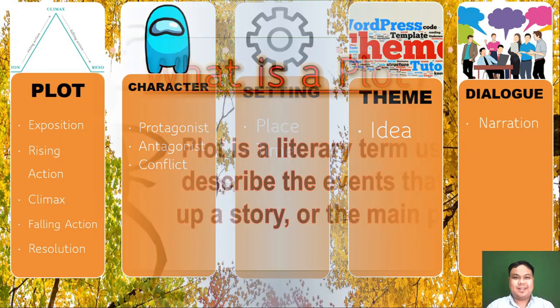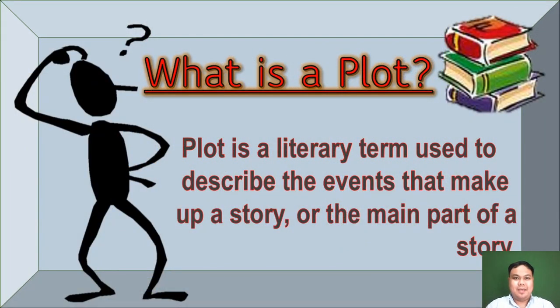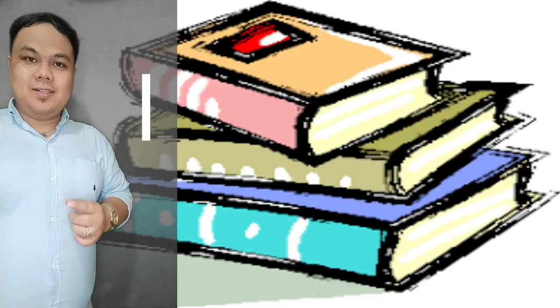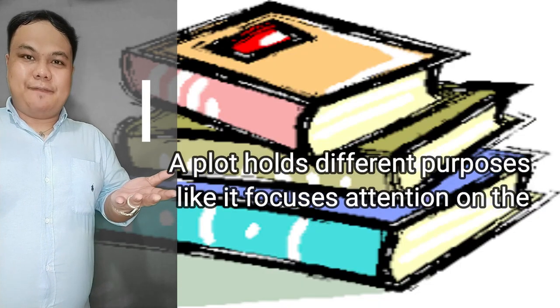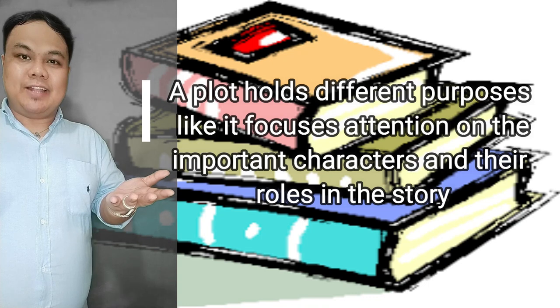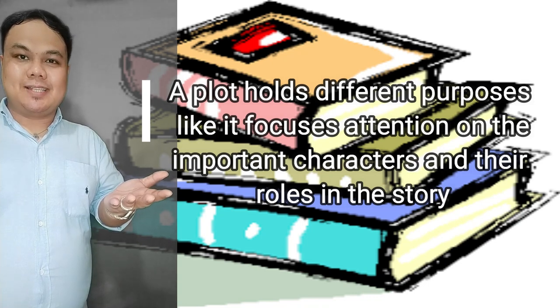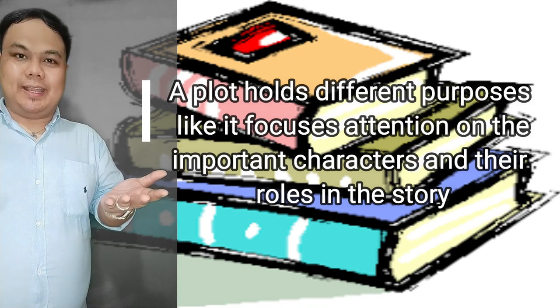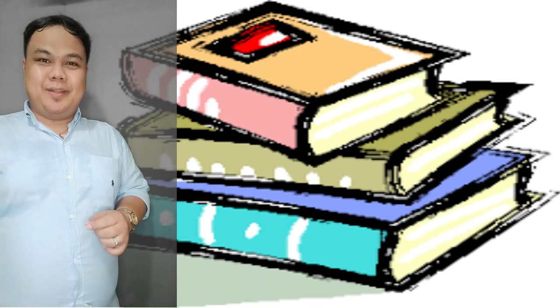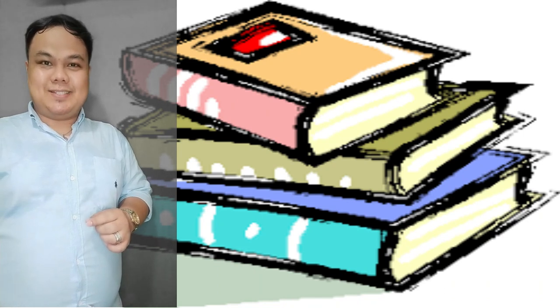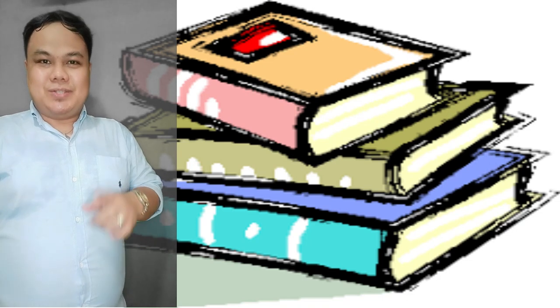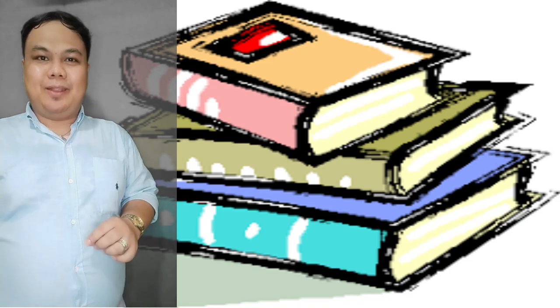Let's now proceed to the plot. Plot is a literary term used to describe the events that make up a story or the main part of a story. Also, a plot holds different purposes, like it focuses attention on the important characters and their roles in the story. This is because it motivates the characters to act in the story and connects the events in an orderly manner. So let's find out how a plot works.